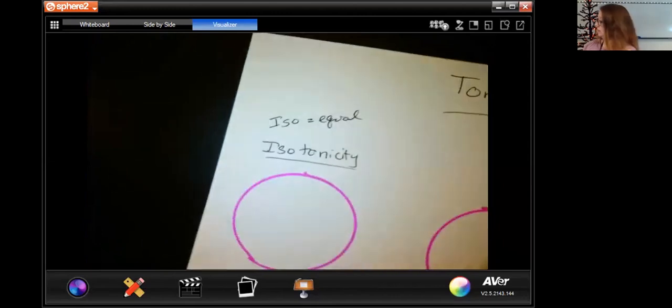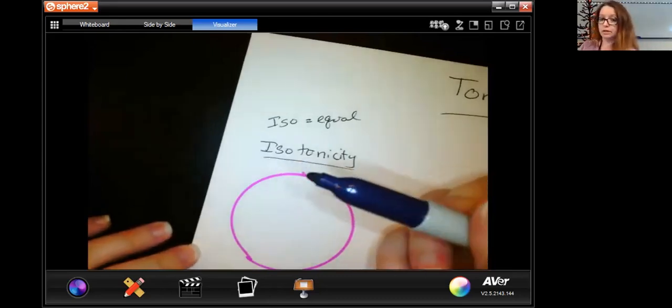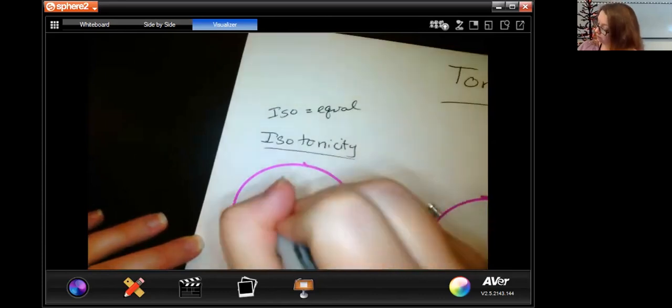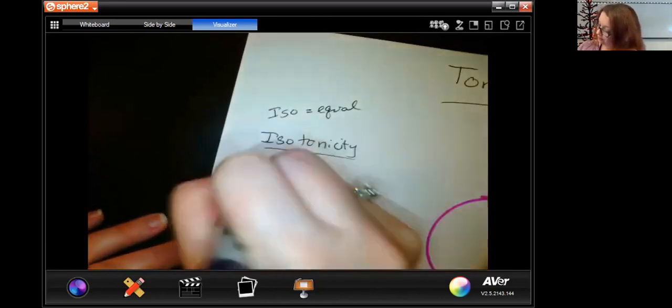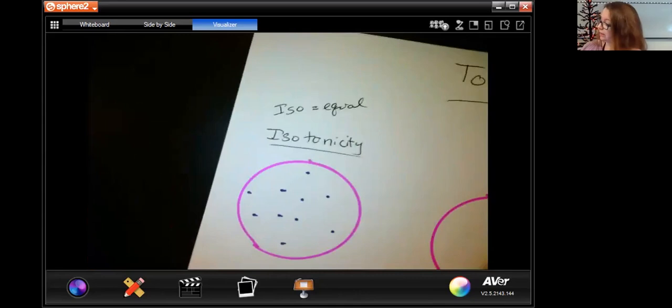So equal tonicity is, I'm going to use a totally different color because that's too close to what I have. I'm just going to use black, I guess, to represent my solutes. And all I'm going to do is put dots. 1, 2, 3, 4, 5, 6, 7, 8, 9, 10. I have 10 dots inside my cell, representing some solute, I don't know, glucose, if you will. And then 10 dots outside the cell. My solutes are equal.